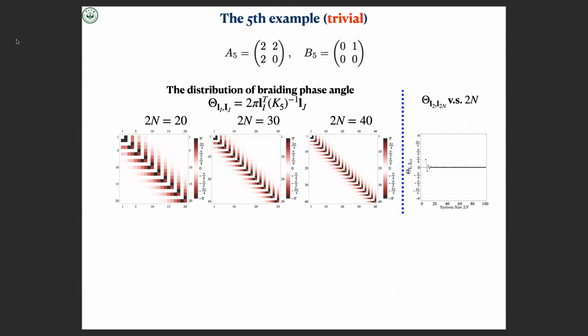So the fifth example is the trivial one. Once you have this A and this B forming the K matrix, we indeed have this distribution where the braiding phase angles are all localized near the main diagonal. So the lower left and the upper right are blank. We don't have a signal. So here the phase angle roughly goes to zero, with exponential decay.